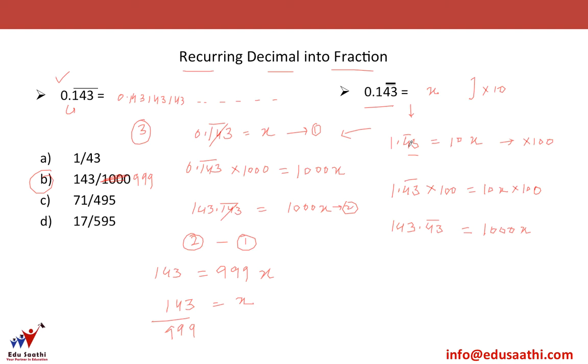Now what I'll do is I'll subtract this equation number 1 from this equation 2 here. So basically I'm doing 2 minus 1. This gives me 142 is equal to 990x, or the answer is 142 divided by 990. This is equal to x. So I've converted the decimal into a fraction.